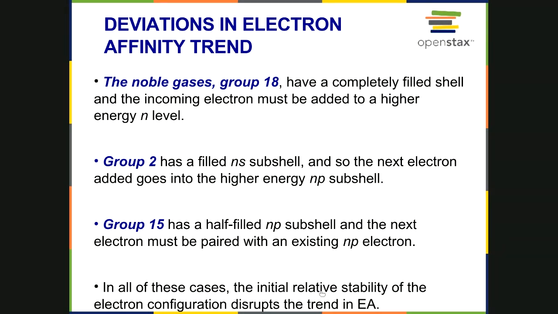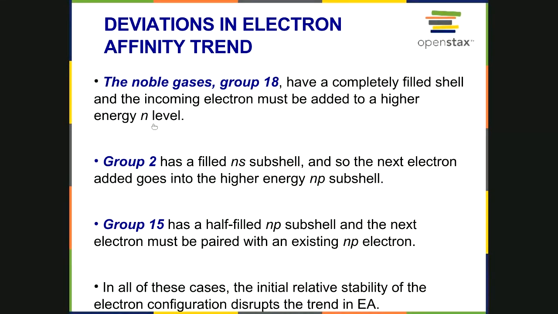I won't go through all these deviations, but the only exception to the rule is the noble gases. I said electron affinity tends to get more negative as you go across the table because the atoms are more likely to attract electrons, with the exception of the noble gases. Because the noble gases have a completely filled shell and they have full S and P orbitals, they're not going to attract any more electrons in that shell because their orbitals are filled.